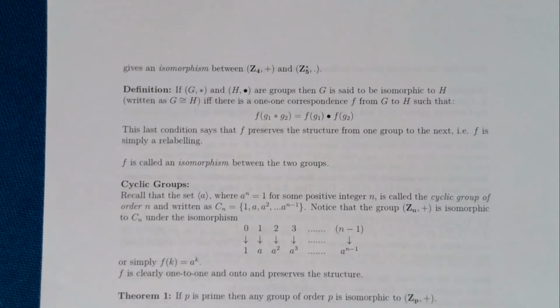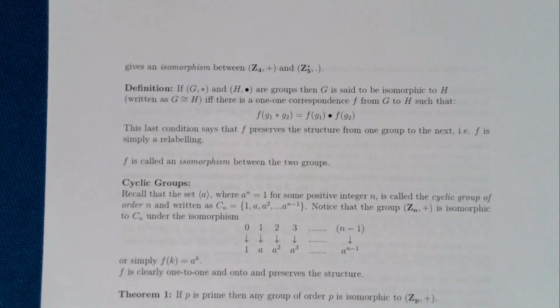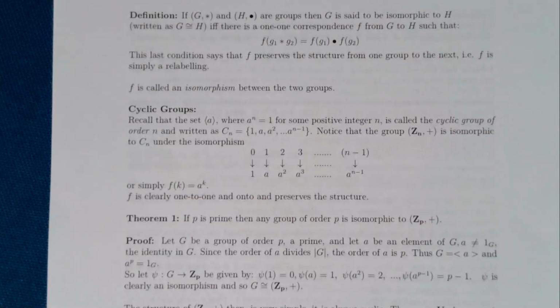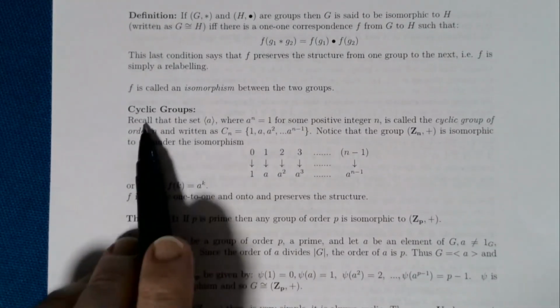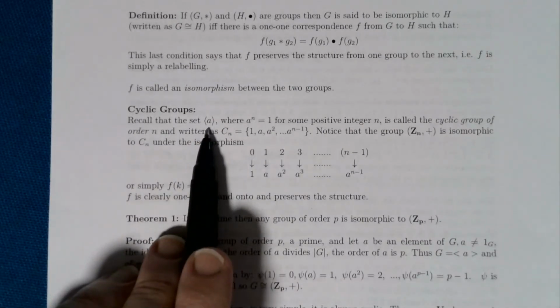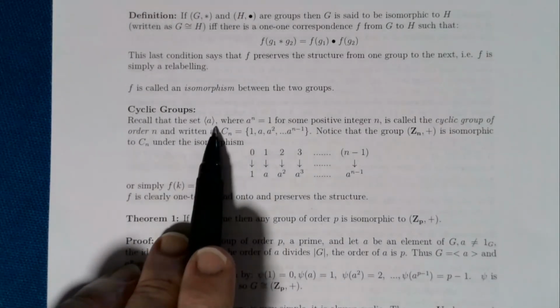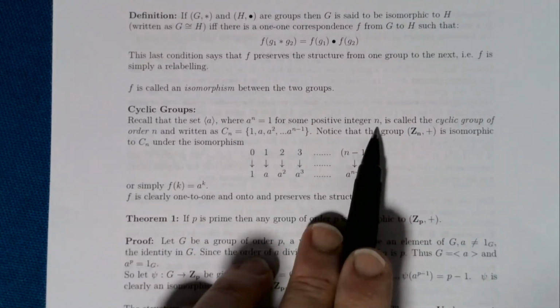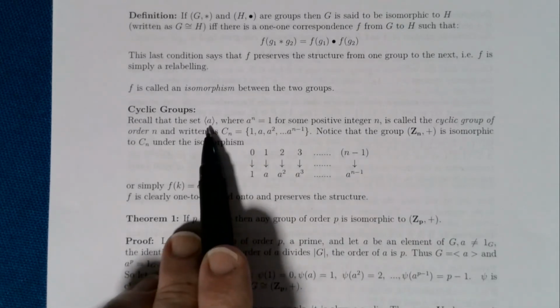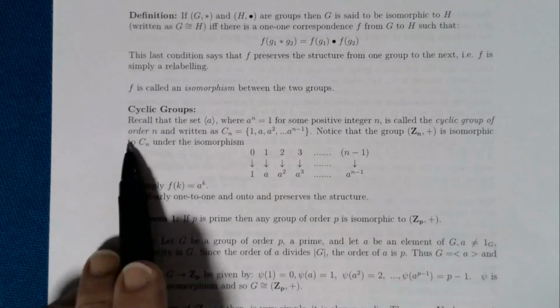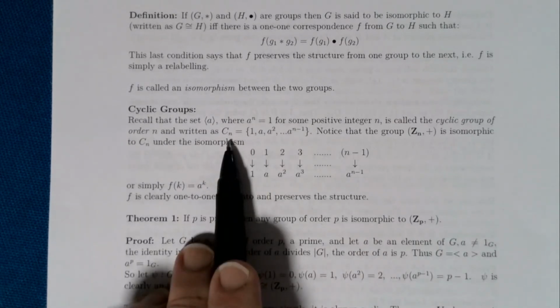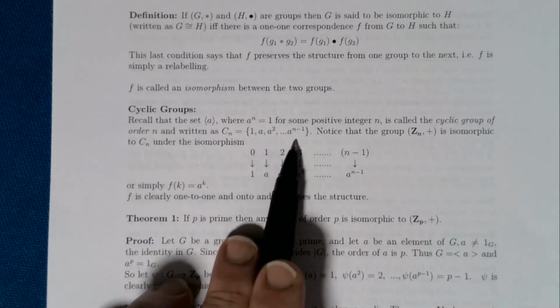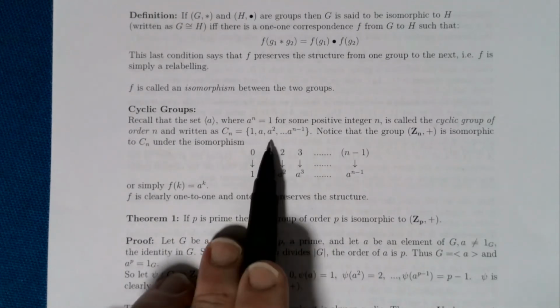Now, let's have a look at cyclic groups, and we'll see that for a given size, there's only one cyclic group of given order. Recall that we use this notation, angled brackets around a, where a to the n was 1 for some positive integer n, and we called this set that we get from all the powers of a a cyclic group of order n. We wrote C sub n was {1, a, a squared, up to a to the n minus 1}, and this was a group of order n.